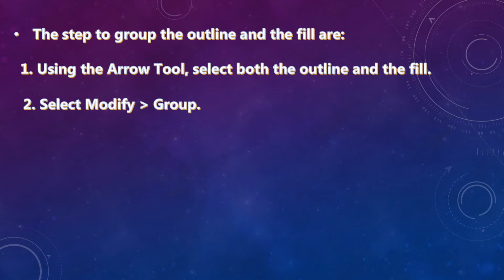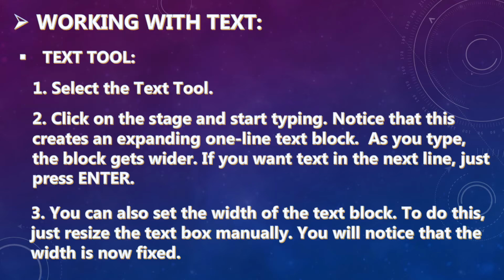Click on the arrow tool, select both the outline and the fill. Select Modify. In that, you have to select the group. Working with text. Flash allows you to add text to your movies. You can set various attributes for text: style, font, size, color, alignment, etc. You can also create special effects by manipulating text just like you manipulate other objects.